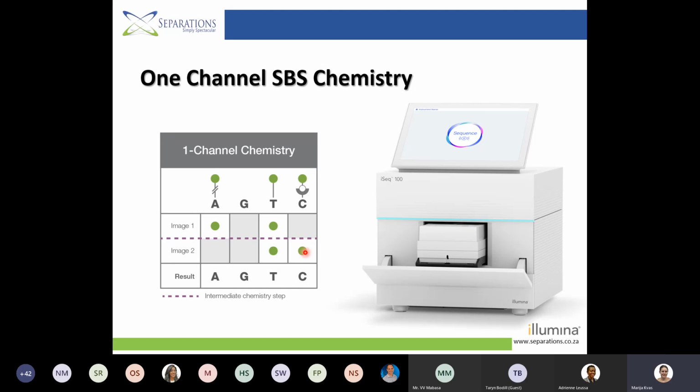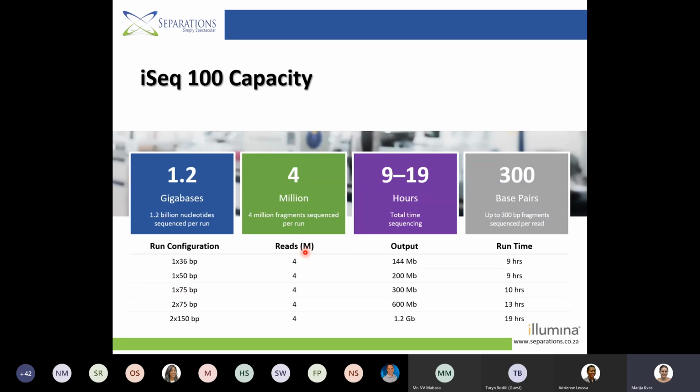So that is basically in a nutshell how one channel SBS chemistry works, and this is the only instrument in the Illumina range that uses this chemistry to do the sequencing, of course, without compromising on Q30 score and the quality of the data. So when you look at what is available out there when it comes to reagents for the iSeq, actually it's only one cartridge that is available, one kit, let's call it, but depending on run configuration and the read length that you want to do, so anything from single read, either 36 base pairs or 50 base pairs, 75 base pairs.